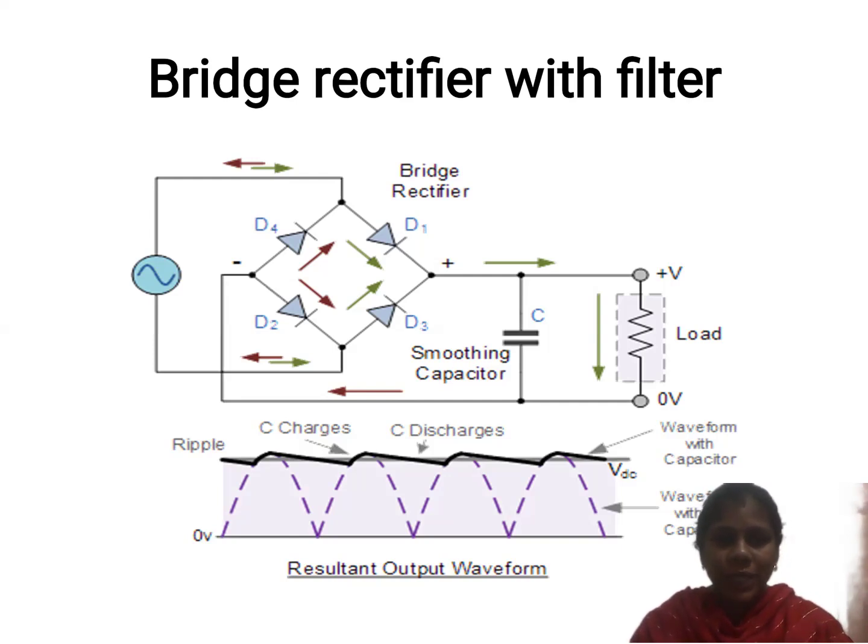Whenever a positive cycle is applied to all the diodes, D1 and D2 are supplied with the positive cycle, and D3 and D4 are supplied with the negative cycle. So whenever a positive cycle is applied to a bridge rectifier, D1 and D2 act as forward biased, and D3 and D4 act as reverse biased. When D1 and D2 act as forward biased, they act as a short circuit. Then the applied positive pulse flows through D1 and D2 and towards the resistor RL.